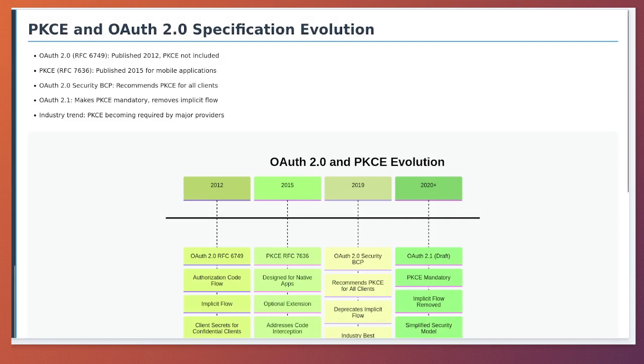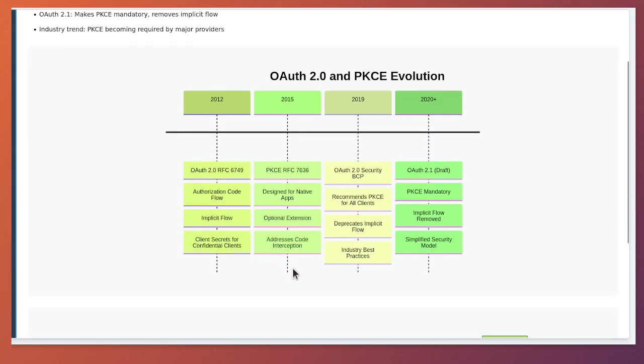PKCE and OAuth 2.0 specification evolution. Understanding the evolution of OAuth 2.0 specifications and how PKCE fits into this evolution provides important context for why PKCE is now considered a best practice. The OAuth 2.0 framework has undergone significant changes since its initial publication, with security considerations becoming increasingly important as real-world attacks have been discovered and analyzed.